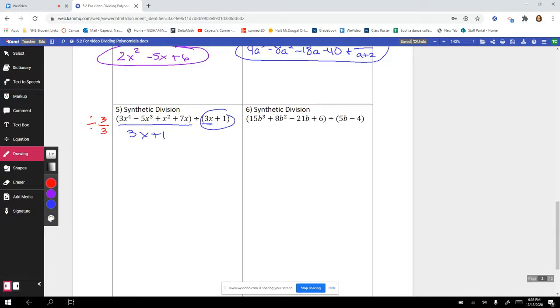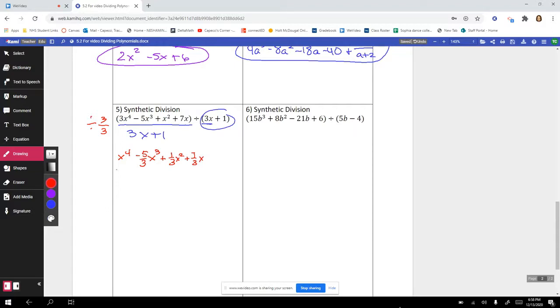So I'm going to rewrite that first. That gives me x to the fourth. Now I am going to have a fraction here, minus 5/3 x to the third, and then plus 1/3 x squared, plus 7/3 x.